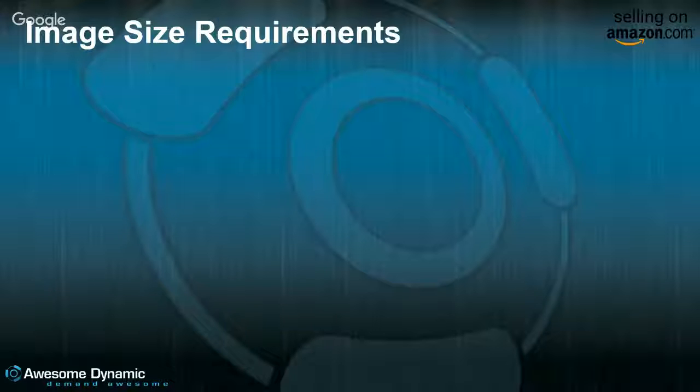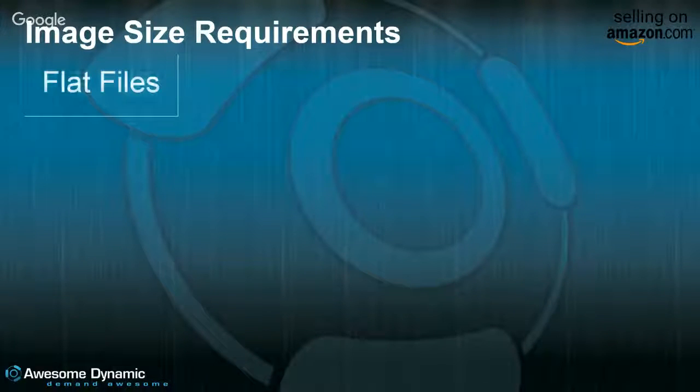And that's usually the better way to do it, because you are able to get a more detailed listing, a little bit more complete and optimized listing, and you can do it in bulk a lot easier. But we're not here to talk about that necessarily. We're here to talk about the image requirements for each method. So first is the flat file method.